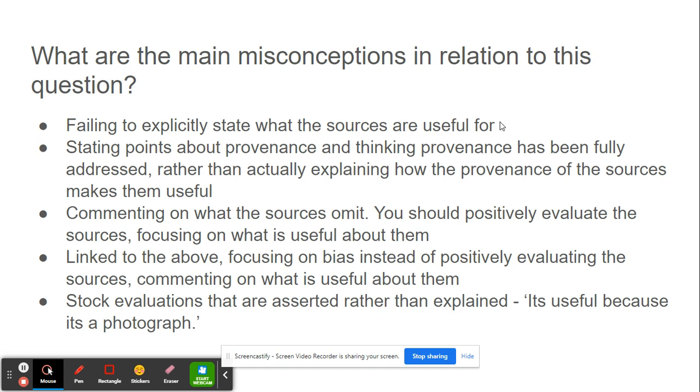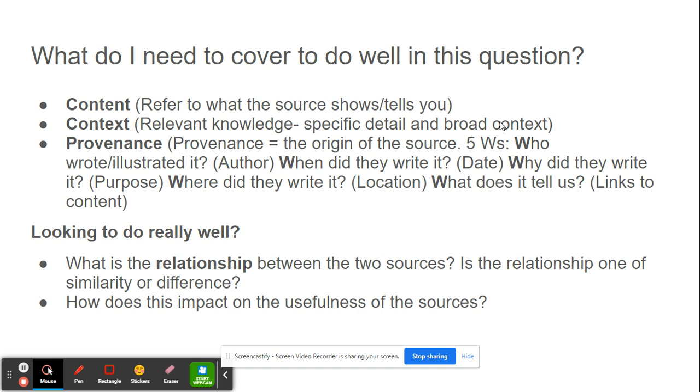And again, linked to that, focus on commenting on what is useful about them instead of focusing on bias. Equally, if you're looking at getting the higher marks, stock evaluation, so in other words, saying it's useful because it's a photograph, comments like that are not going to get you into level 3, level 4 answers.